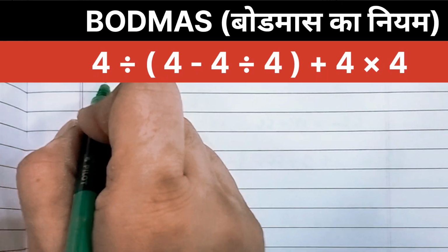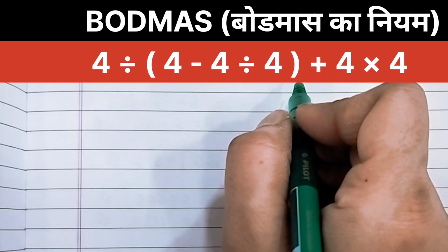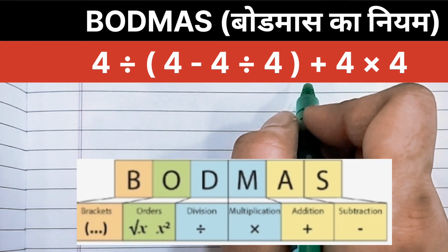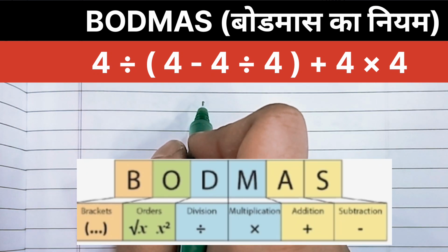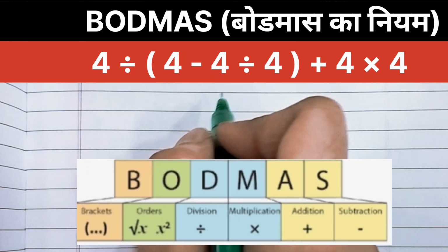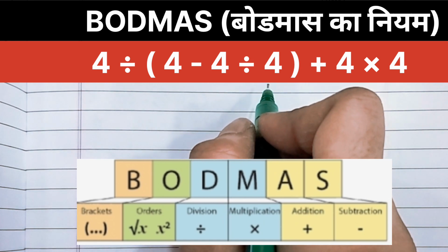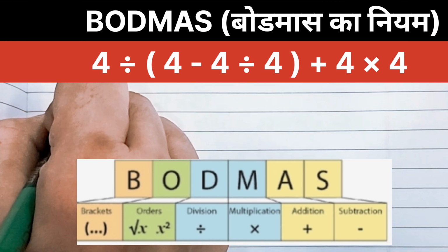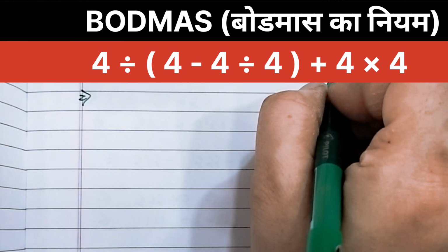Hello friends, now to solve this expression, we follow the BODMAS rule, which dictates the order of operations. Brackets, then O stands for orders, powers and roots, D stands for division, M stands for multiplication, addition and subtraction. Now here is the expression, we'll break it down by step solution.